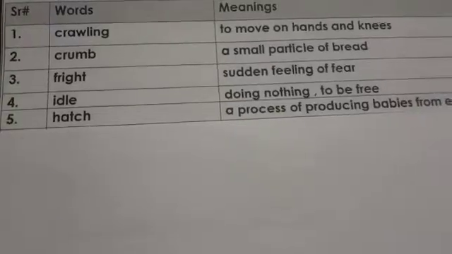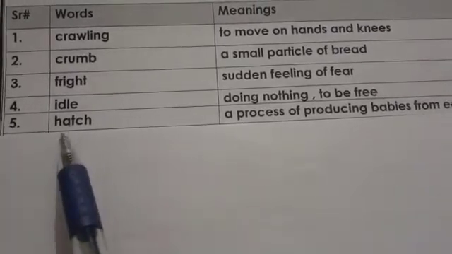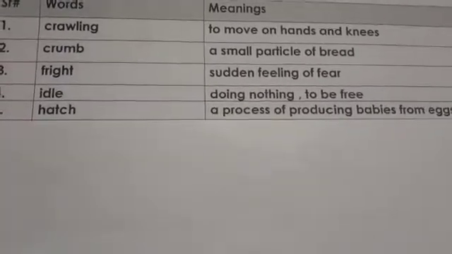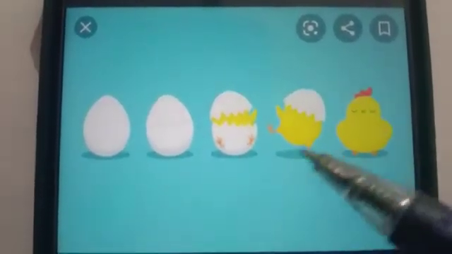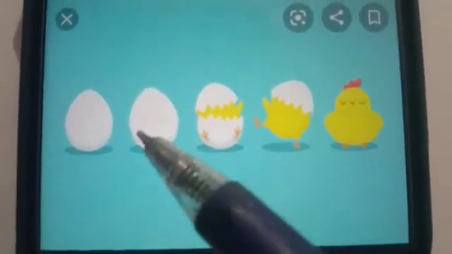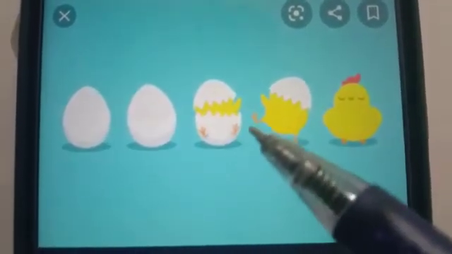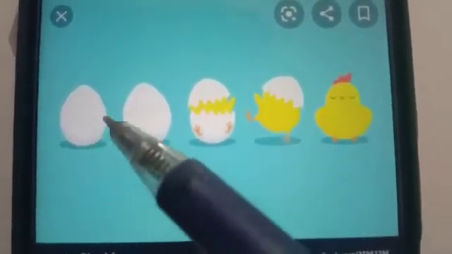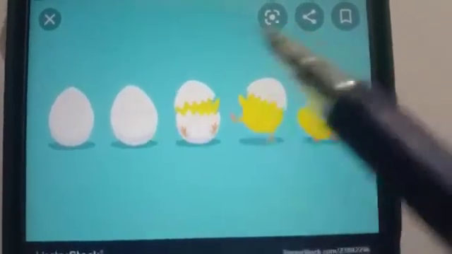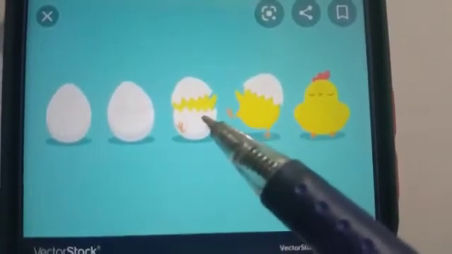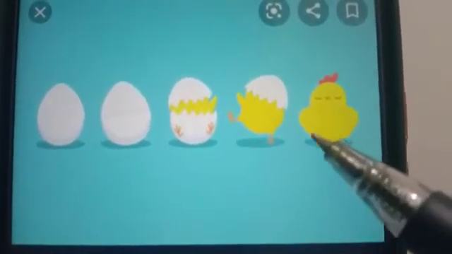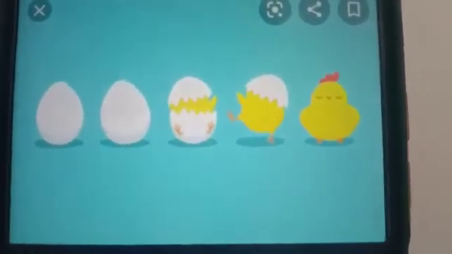Okay, then read out your fifth word. Then you will write hatch. Hatch means a process of producing babies from eggs. Okay, now you have to look here in this picture. This process is called hatching. This is a process in which babies are produced from the eggs. Look here, first the egg is complete, then it is a little bit cracked, then it is almost cracked, and the baby is out and the baby is all out. Okay, this process is called hatching.